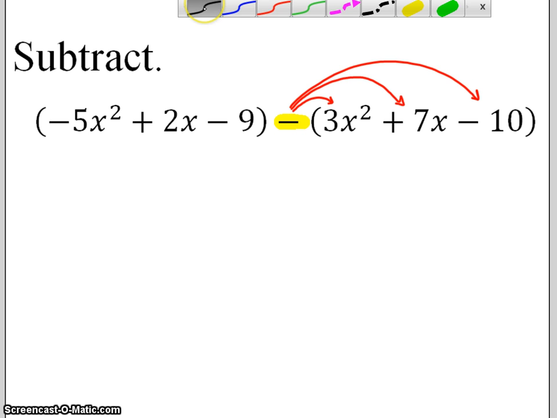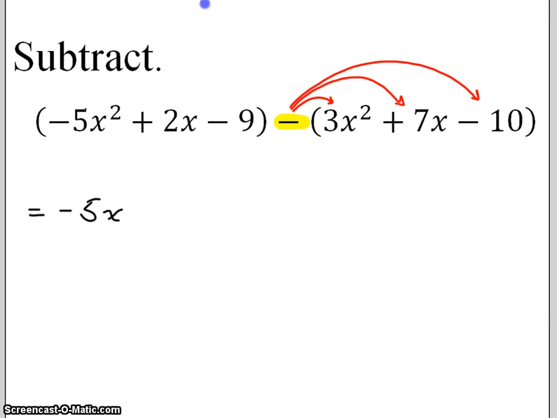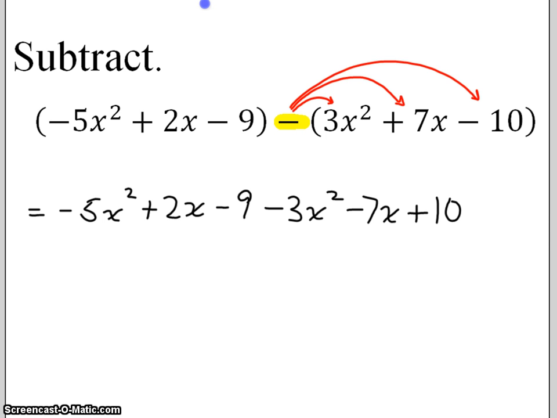So, first, bring down the first polynomial the way that you see it. Now, instead of a positive 3x squared, it's going to become a negative 3x squared. Instead of a positive 7x, we bring down a minus 7x, and instead of a negative 10, we bring down a plus 10. We've just distributed that negative sign and brought those terms down.